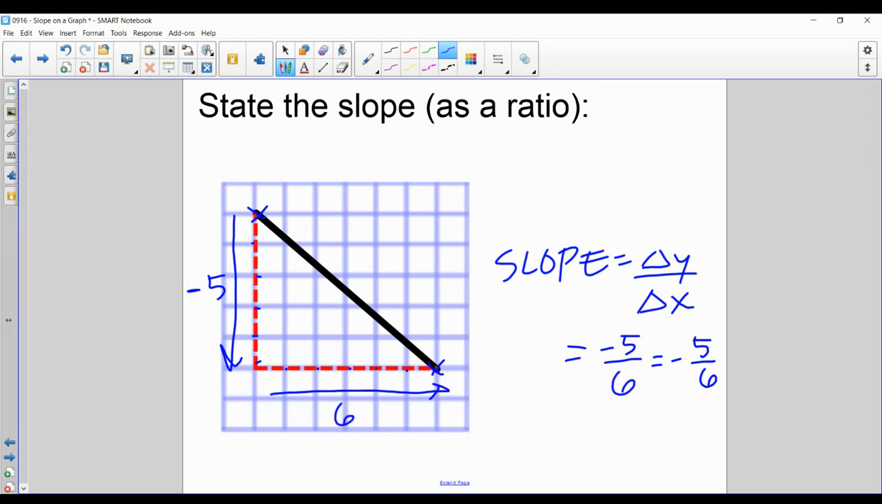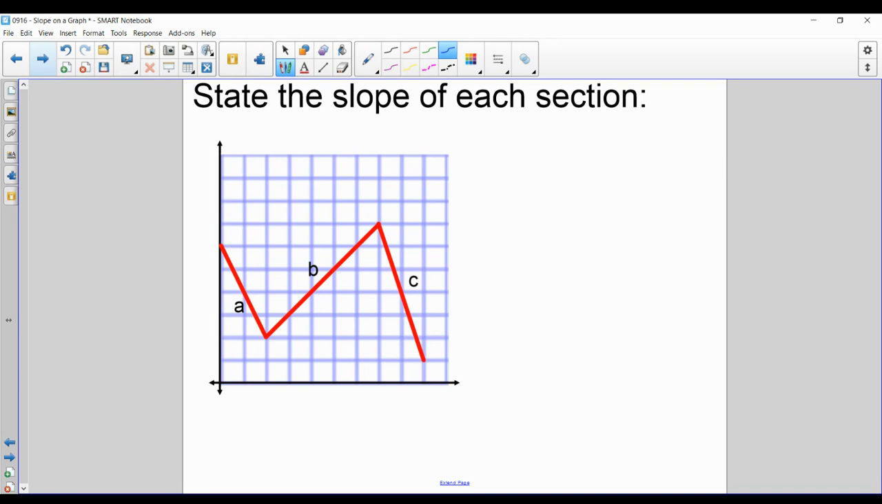All right, let's look at one more like that. But now let's break them apart into pieces. I'm going to have the slope of section A, slope of section B, slope of section C. In A, we're going down 4, so that's a -4 going down, and I'm going over 2. With slopes, we can reduce that and understand that 2 goes into both of those, so we get -2 over 1, or we could just say -2.